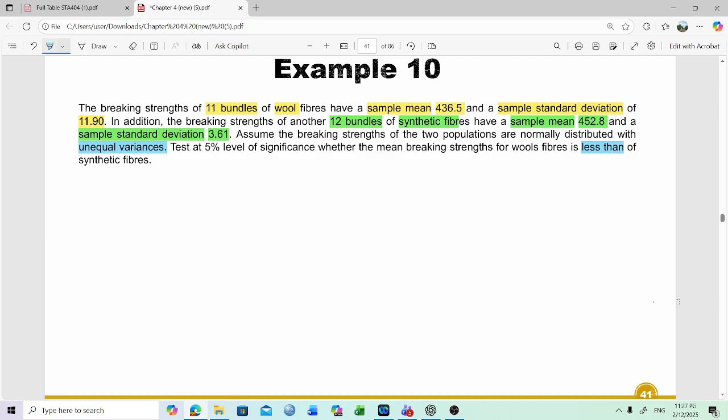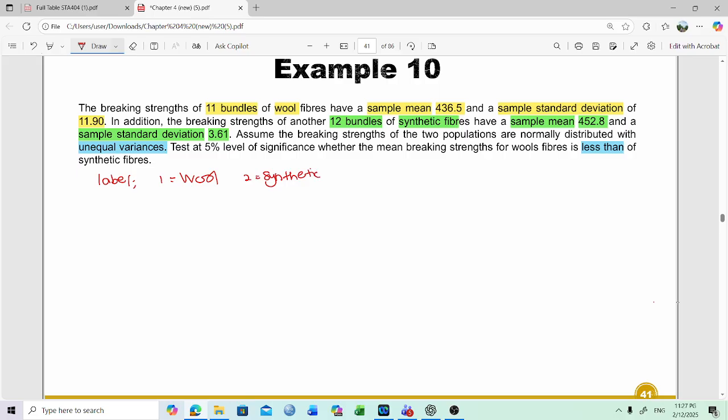Okay, so how to answer this one? Of course, we need to do some labeling first. For this one, I'm going to use 1 for wool fibers and 2 for synthetic. Then I will extract all the information given in the question. Sample size for wool is 11. Sample size for synthetic is 12.